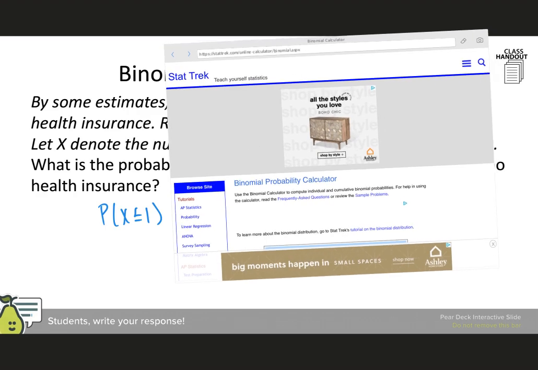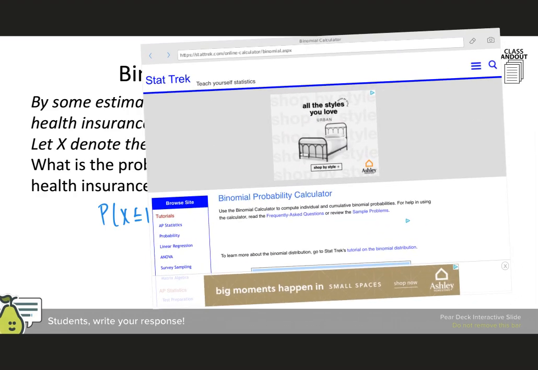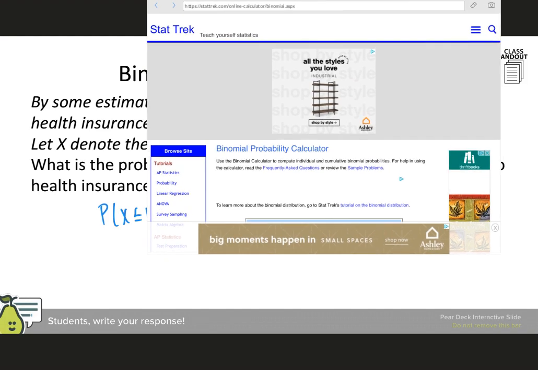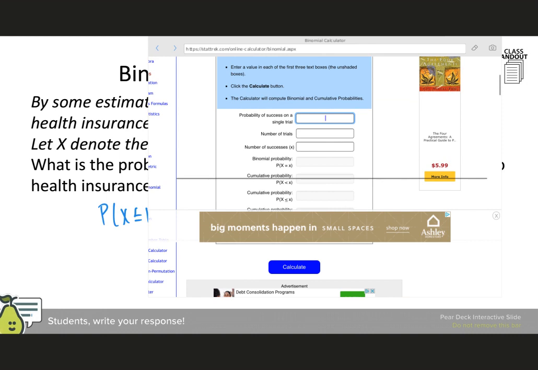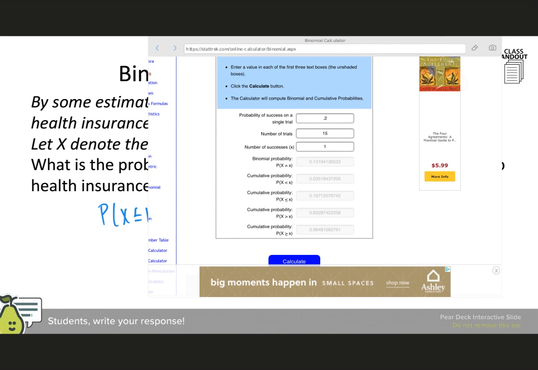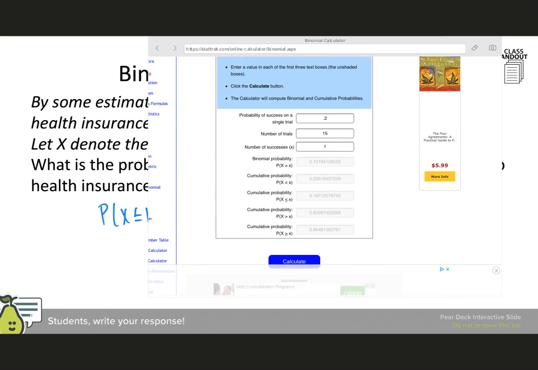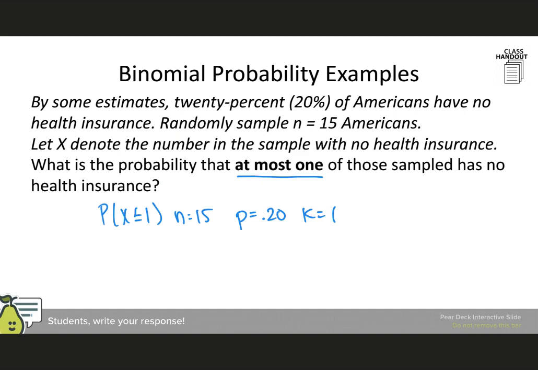So let me shrink this down a little. Might be a little easier to see if I can shrink it. There we go. 0.2, number of trials, we're looking at 15. And number of successes, it says at most 1. So since we wrote it as less than or equal to 1, we need to look at the right one. So it's going to be 0.1671. So the probability that at most one of these has no health insurance is 0.1671.